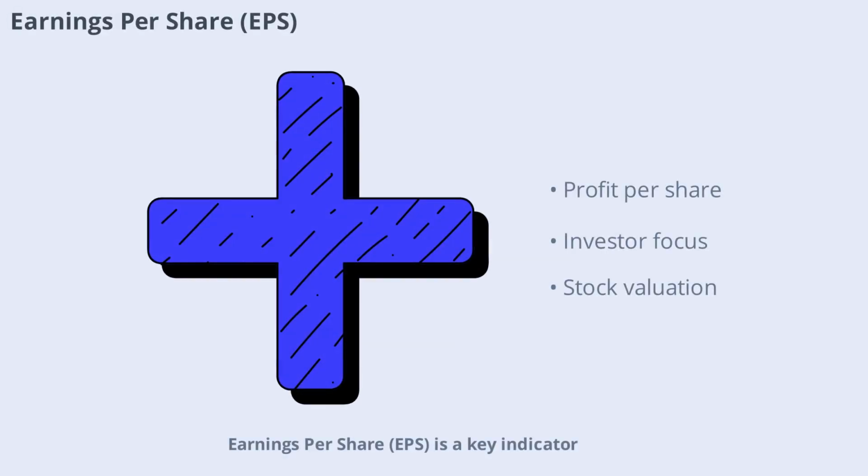Earnings per share (EPS) is a key indicator of a company's profitability on a per-share basis. It is calculated by dividing net income by the number of outstanding shares. EPS is closely watched by investors and analysts as it influences stock prices and investment decisions.